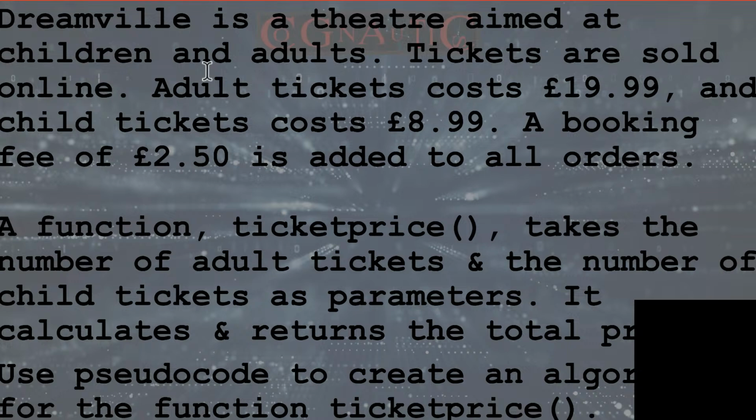Okay, so let's say, for example, we had 2 kids, 2 adults. It would be 2 times 19.99, which is £40 less 2p, and 2 times 9 quid, which is £18 less 2p, 17.98. Right, so we've got those two added together, and then we're going to add £2.50 for a booking fee. Cheeky, isn't it? Booking fee. Use pseudocode to create an algorithm for the function ticket price.